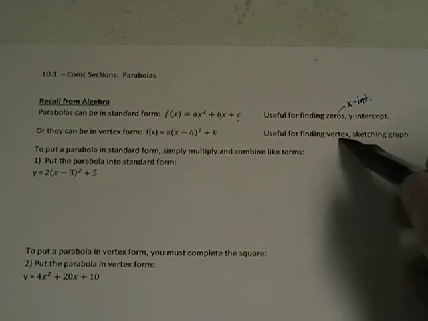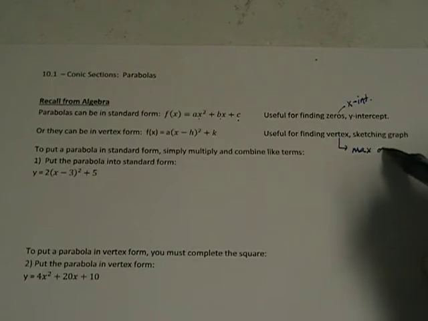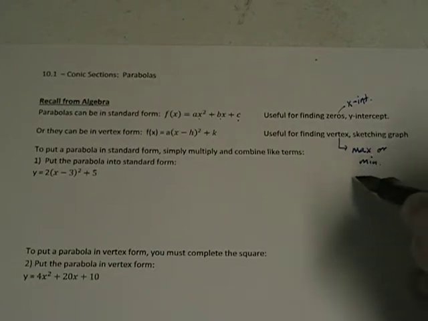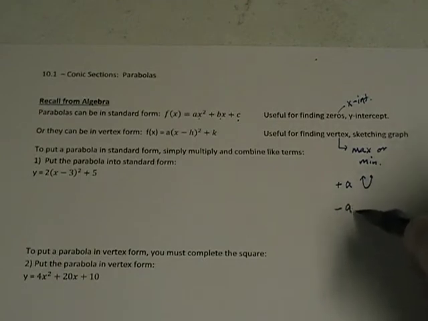And in real life, in an application, the vertex would be where the maximum or the minimum occurs. Okay, so the maximum or the minimum. It's also very useful for sketching the graph, knowing what the graph looks like, because from the vertex, you know if this thing's pointing up or down. And if you recall from algebra, a positive a value is an upward facing parabola, and a negative a value is a downward facing parabola.